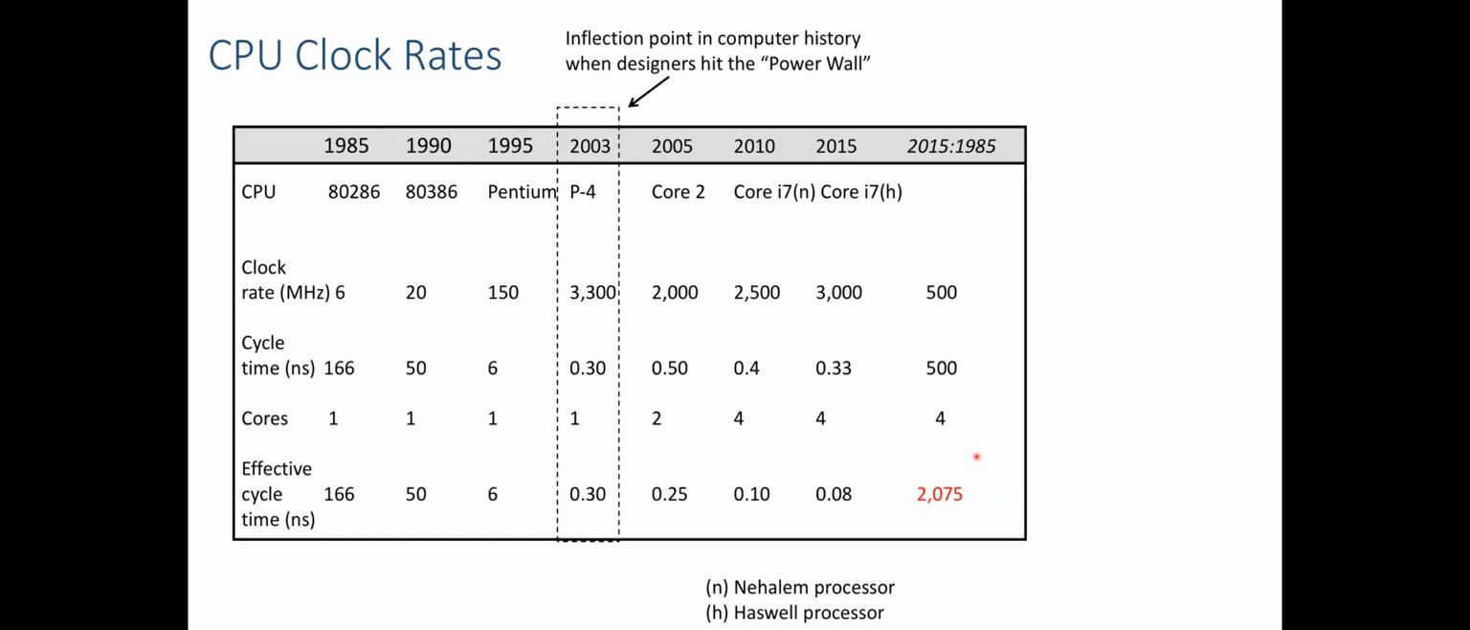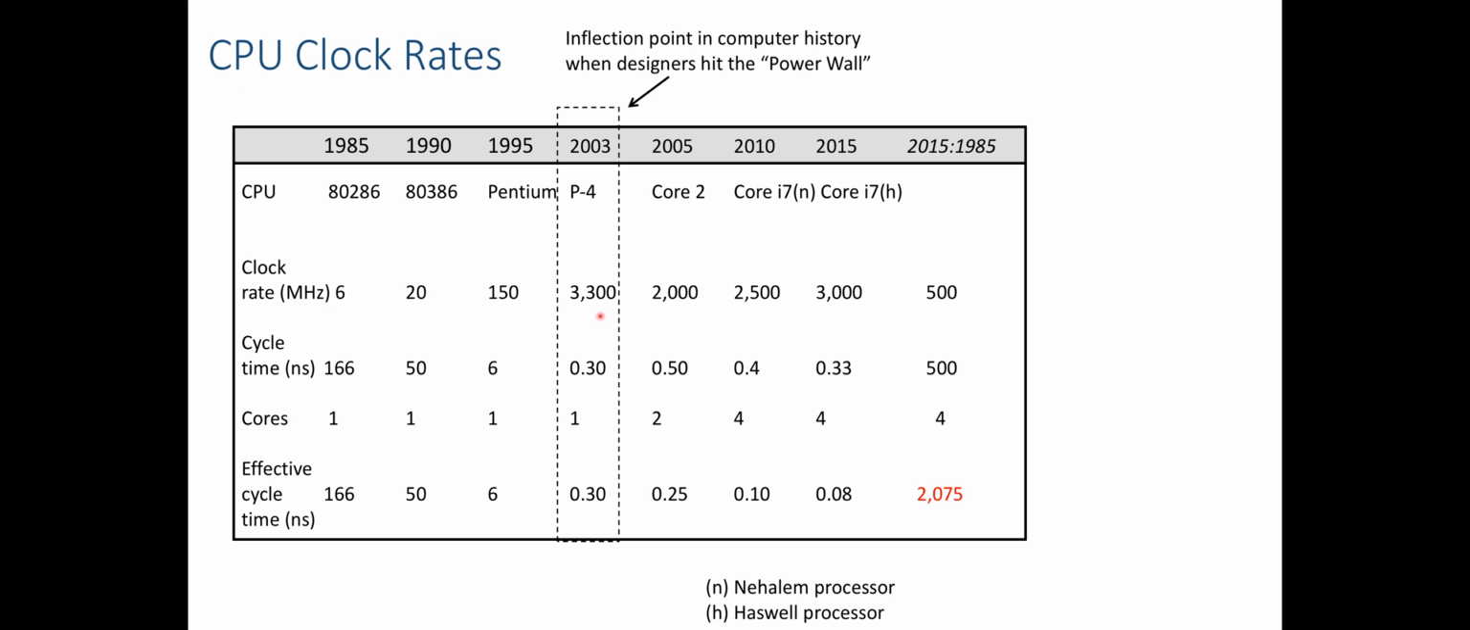And so here is a table showing that measurement over history from 1985 to 2015. And I'm going to talk about even past 2015 in a moment. But one thing to notice is that over time, this clock cycle kept improving. So you see here how this clock rate, and therefore the cycle time itself, kept increasing.